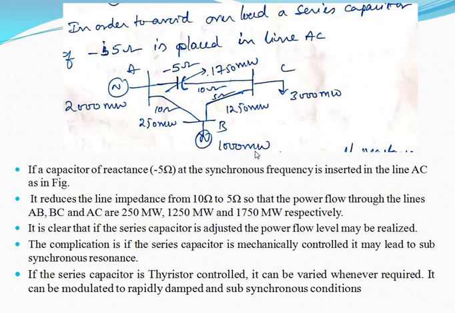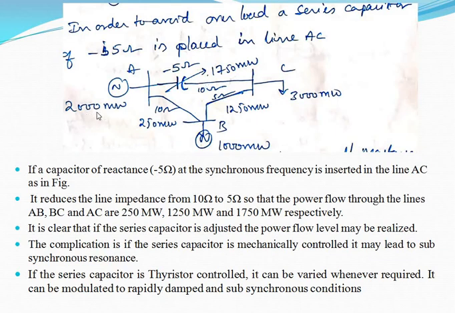And second example, for the same system, the required load is 3000 megawatts. We are adding a series capacitor in this transmission line. By adding this series capacitor, the entire impedance of this transmission line reduces to 5 ohms. Initially it is 10 ohms. By adding this series capacitor of minus 5 ohms, the net impedance is 5 ohms. Because of this low impedance, it carries more power.